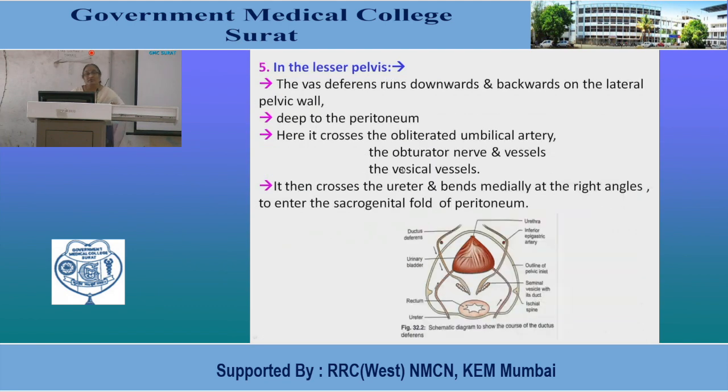Now the course of the vas deferens in the lesser pelvis: it runs downwards and backwards on the lateral pelvic wall, deep to the peritoneum. It crosses the obliterated umbilical artery, the obturator nerve and vessels, and the vesical vessels. Here you can see the vas deferens. In the given diagram, the ureter is in the left lower zone. It crosses the ureter and bends medially at right angles to enter the sacrogenital fold of the peritoneum.